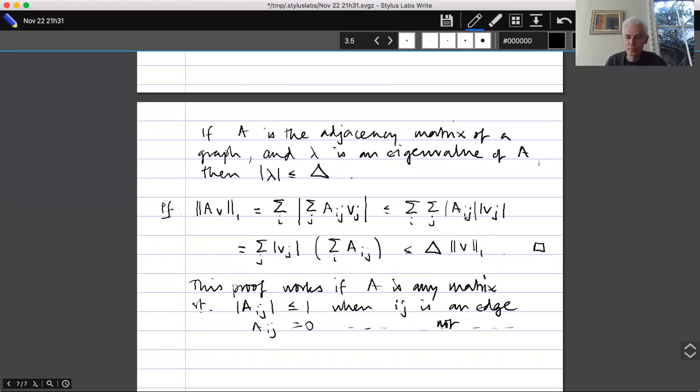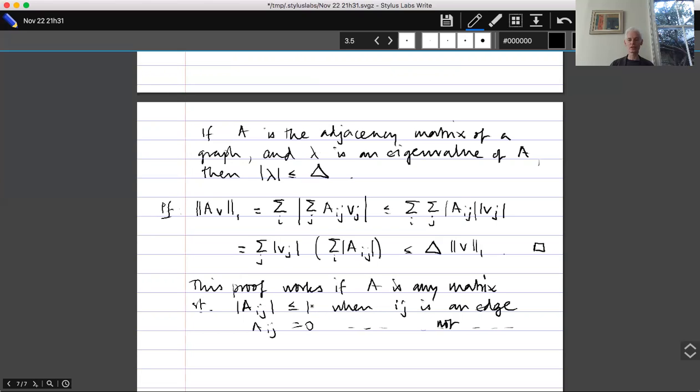So the triangle inequality will tell me that this thing here is at most this thing here with the modulus signs in there. And then I have to put a modulus sign in here. And then the sum of these is still at most delta because you've got at most delta things that you're summing together and they all have size at most 1. So the proof just carries through even if A is a matrix that has entries at most 1 instead of exactly 1, or between -1 and 1 instead of exactly 1.